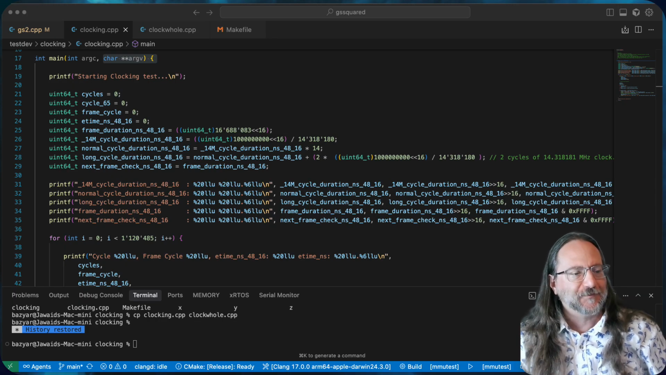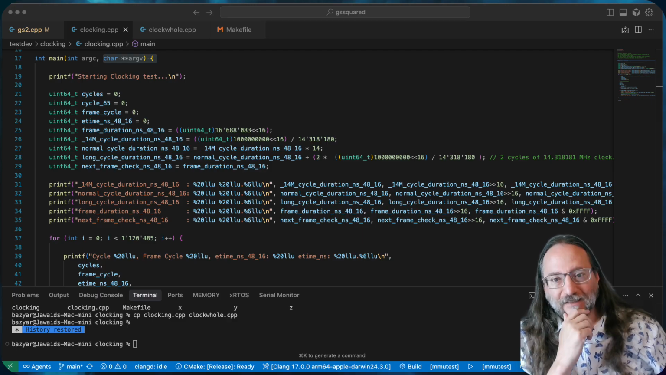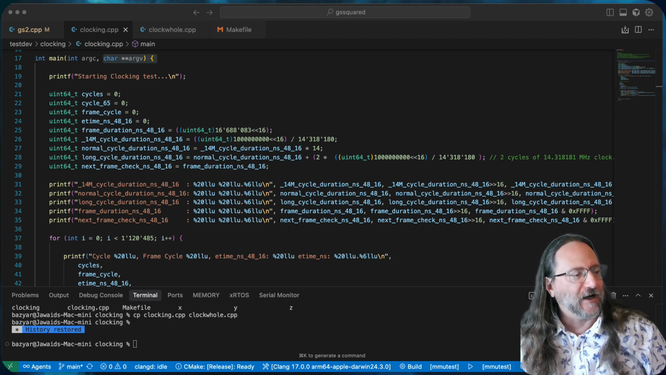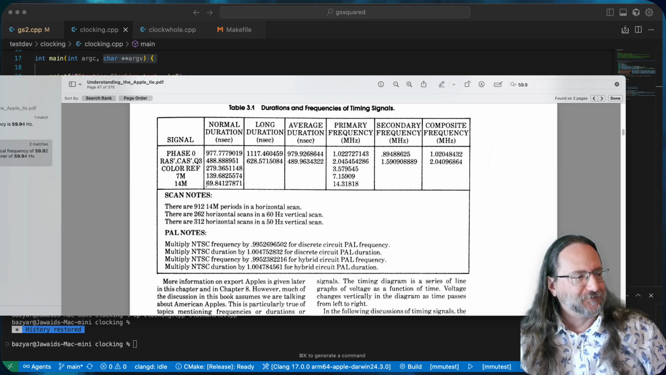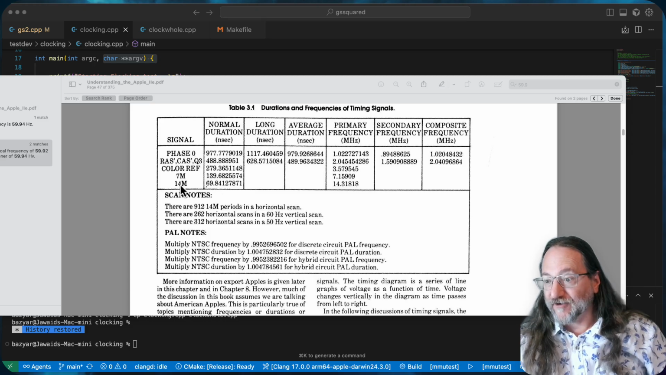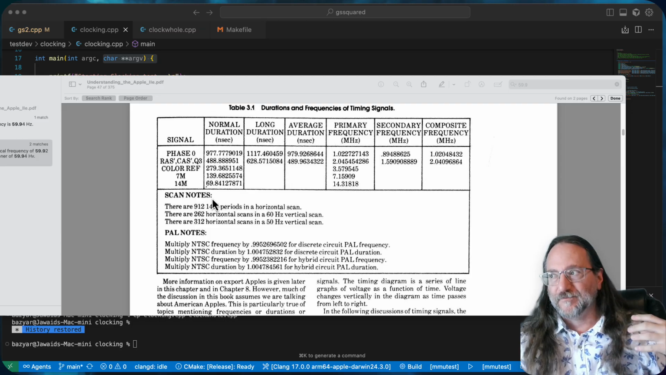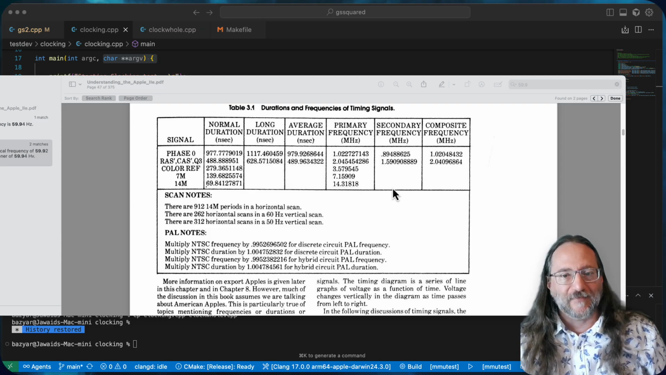In an Apple II, all of the system timing is derived from roughly a 14 megahertz clock, which is called in the schematics, appropriately, 14M. It's actually 14.31818 megahertz. And this I got from the reference Understanding the Apple IIe by Jim Sather, which is the most accurate and thorough book relating to Apple II hardware functions.